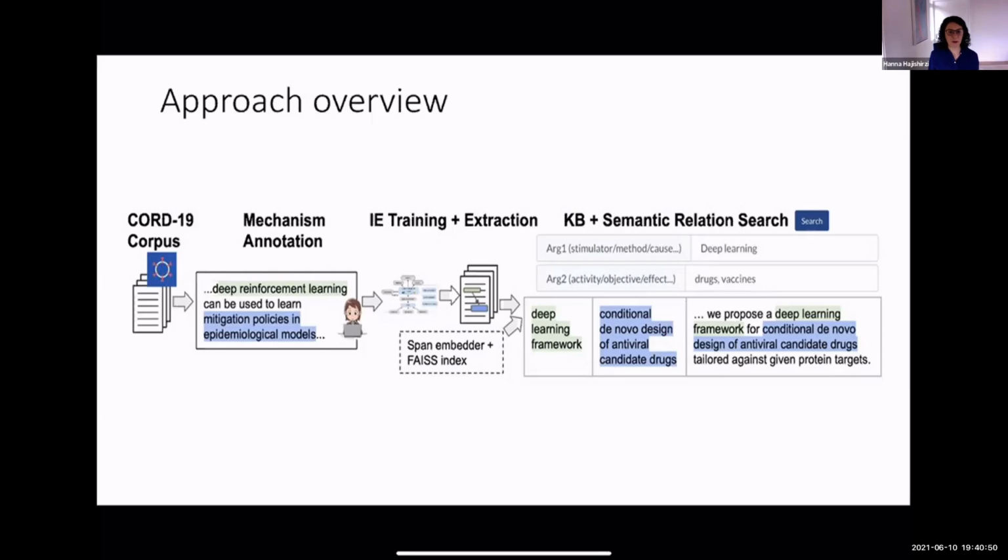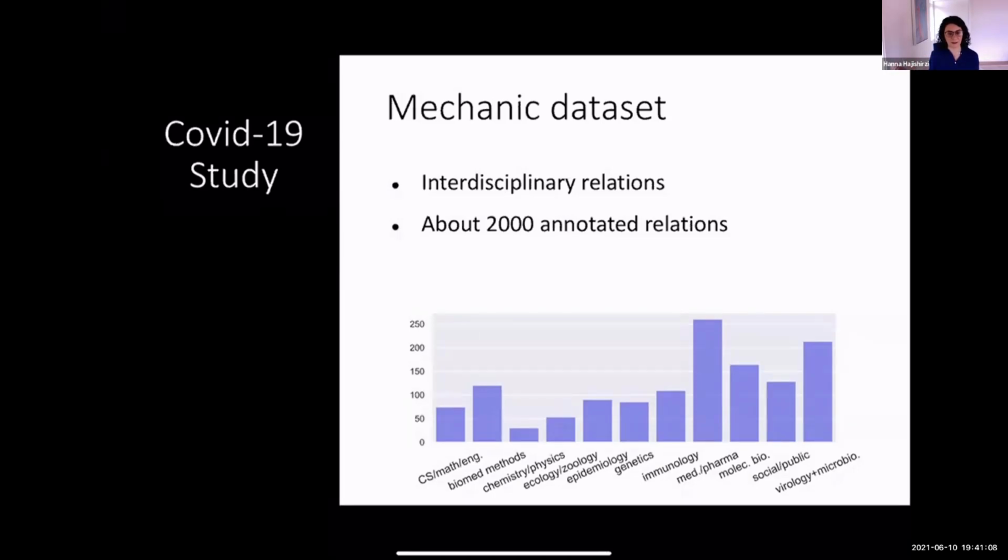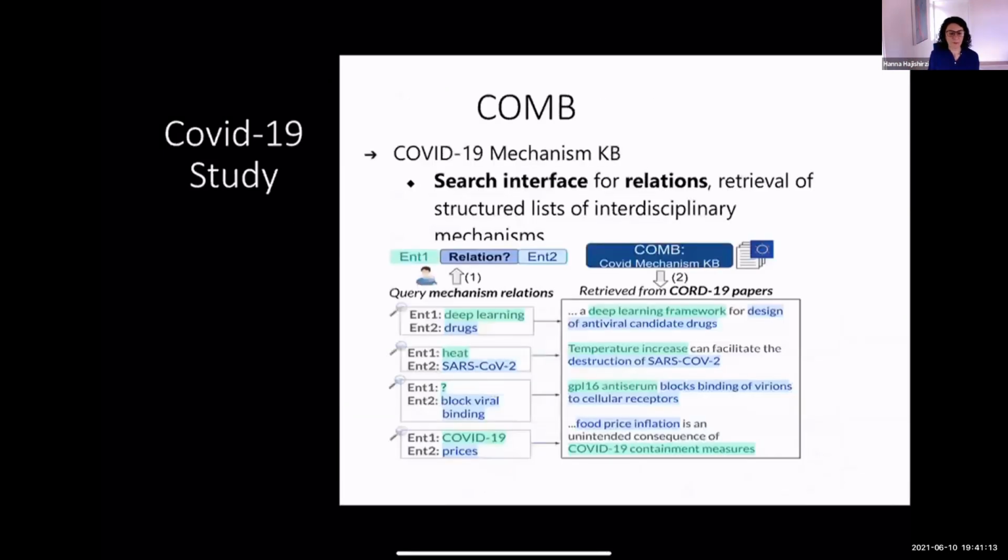So let me show some of our experiments here, basically. First of all, here is our data set that includes 2,000 annotated relations, hugely interdisciplinary. We have relations, as we expected, in CS, math, engineering, all the way to virology and microbiology. This is our end knowledge base, the COVID-19 mechanism knowledge base, which includes about 1.5 million relations.